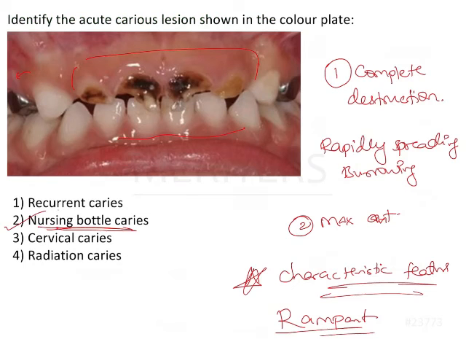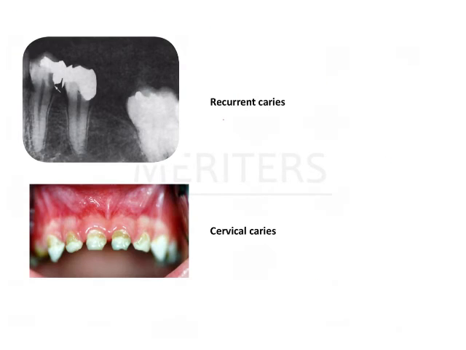Now, what are the other options and how can we differentiate this type of caries from the other options given in the question? So recurrent caries. Recurrent caries are caries which are seen under a restoration. So for recurrent caries to be diagnosed, a restoration is important, which was not there in the given image. It is usually seen on a radiograph as a radiolucency below a restoration that is already present. So that is what is known as recurrent caries.